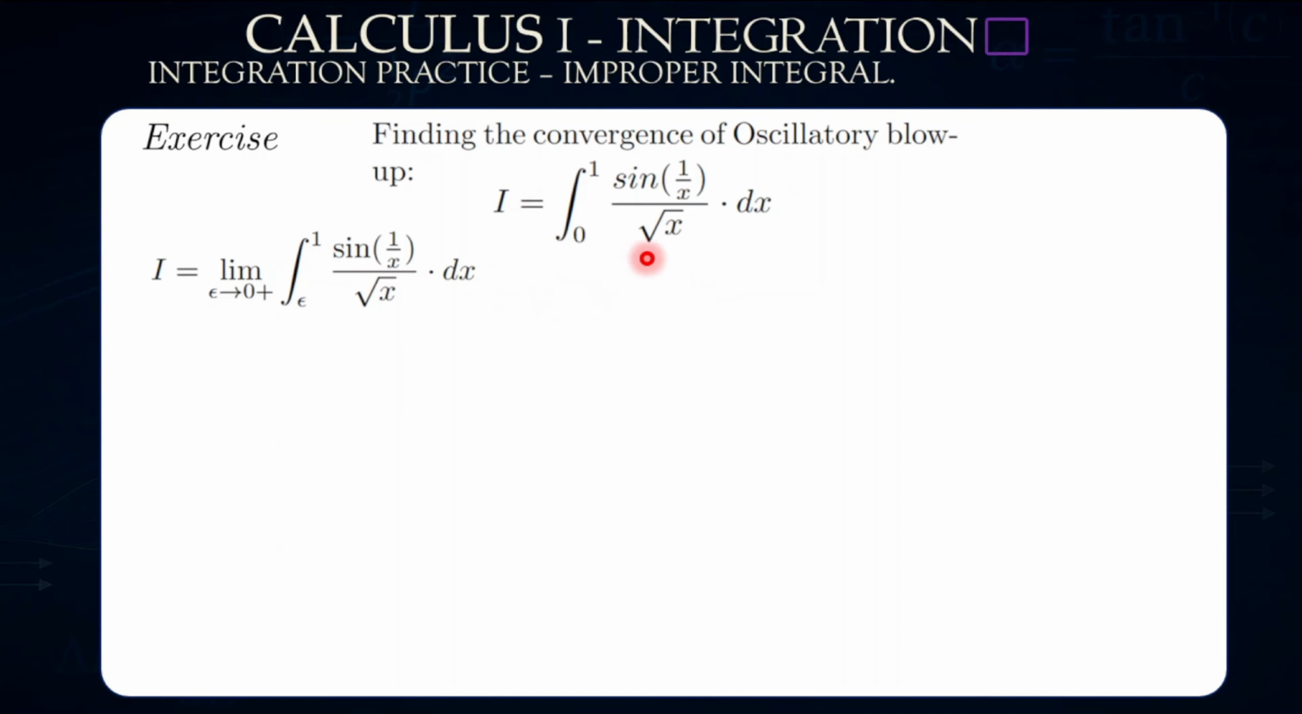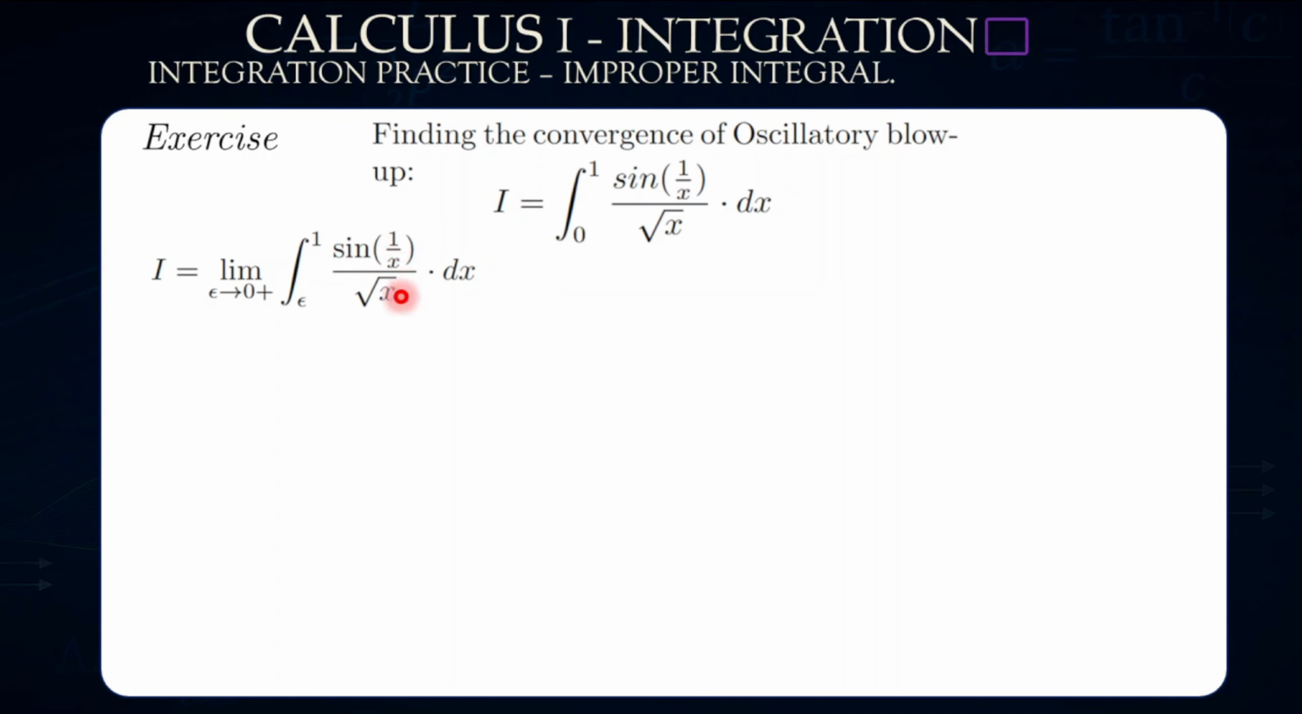Finding the convergence of I equal to the integral from 0 to 1 of sine of 1 divided by x, divided by the square root of x, dx. This is an oscillatory blow-up, a very common type of problem. So I equals the limit as epsilon goes to 0 plus of the integral of sin(1 divided by x) divided by the square root of x dx, where the bounds of the integral are epsilon to 1. Of course, you notice that 0 is forbidden in the denominator.